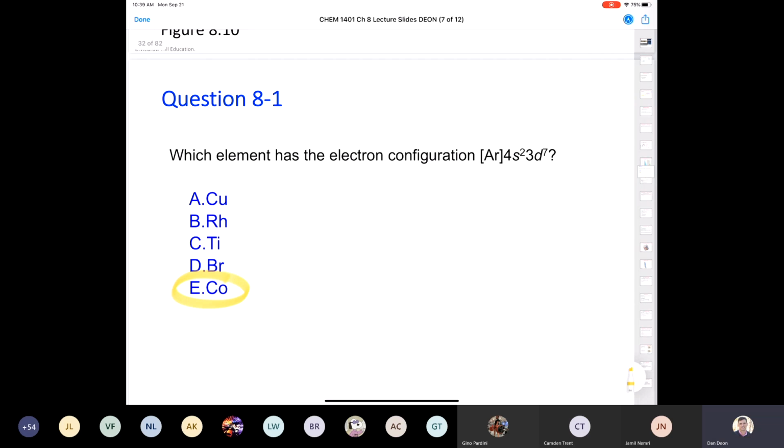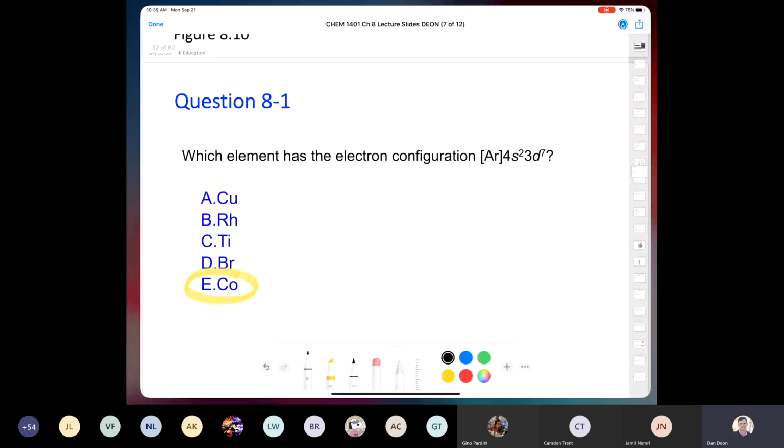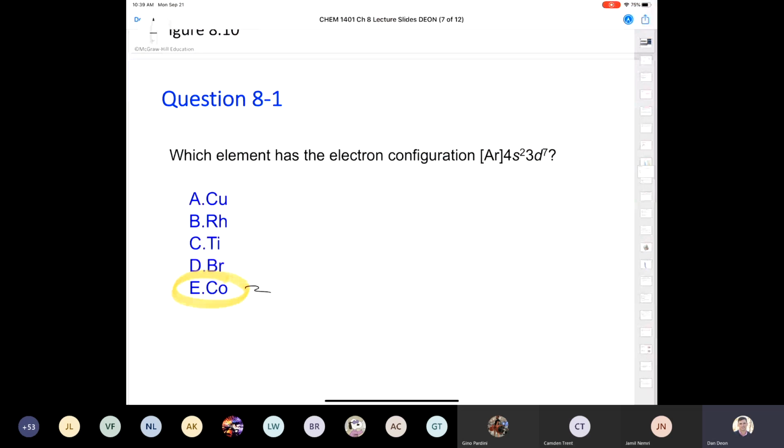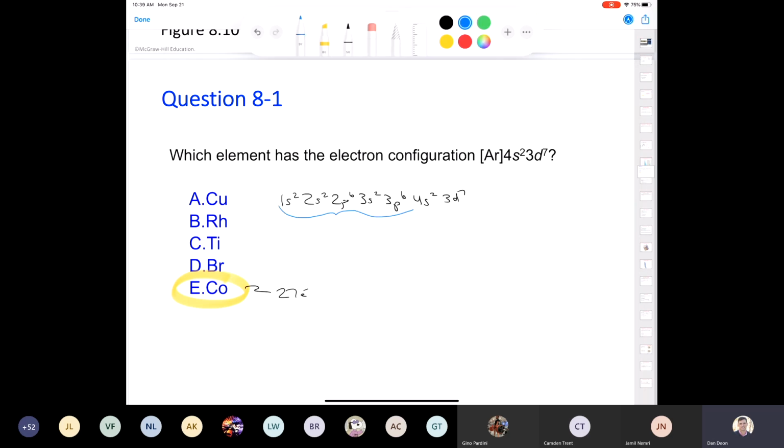It's going to be cobalt because cobalt has a total of 27 electrons. So we go 1s2, 2s2, 2p6, 3s2, 3p6, 4s2. And then when we go to 3d, cobalt is found 1, 2, 3, 4, 5, 6, 7 elements over, so it's 3d7. The noble gas that precedes cobalt is argon, so all of this can be represented by argon in brackets, and then we just have 4s2, 3d7. Like that. All right, there we go. We answered that question.